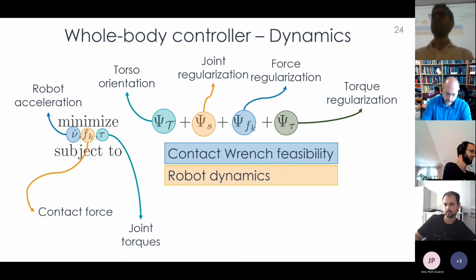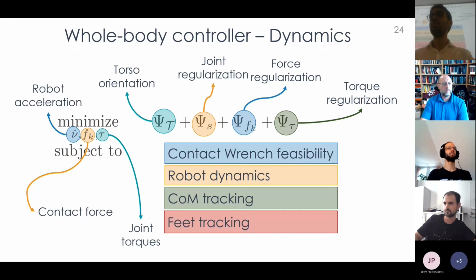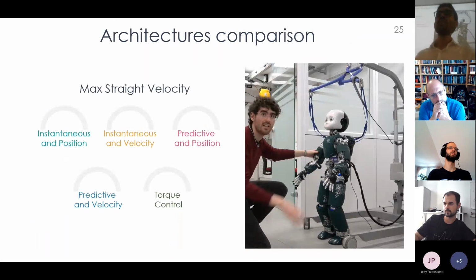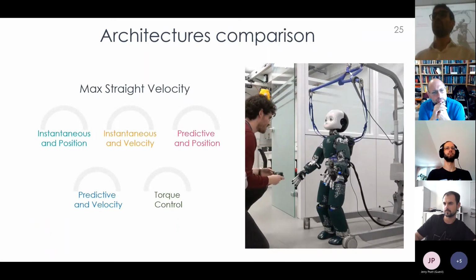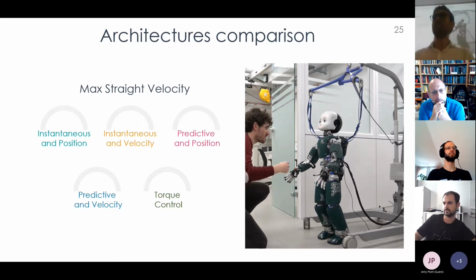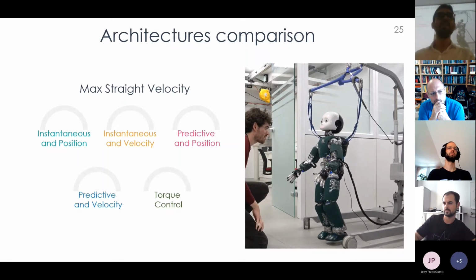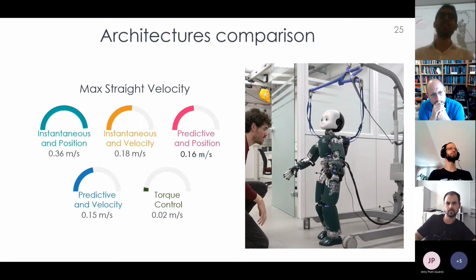We consider, of course, the robot dynamics, and then we have some constraints relating to the tracking. So we have the center of mass tracking constraint, the feet tracking constraint, and then we consider the joint limits. Okay, this presents on the right-hand side the experiments on the iCub humanoid robot walking in torque. So as you can see, the walking velocity is much lower with respect to the one that we have in case of using the instantaneous controller. And this can also be seen in the animation on the left-hand side.